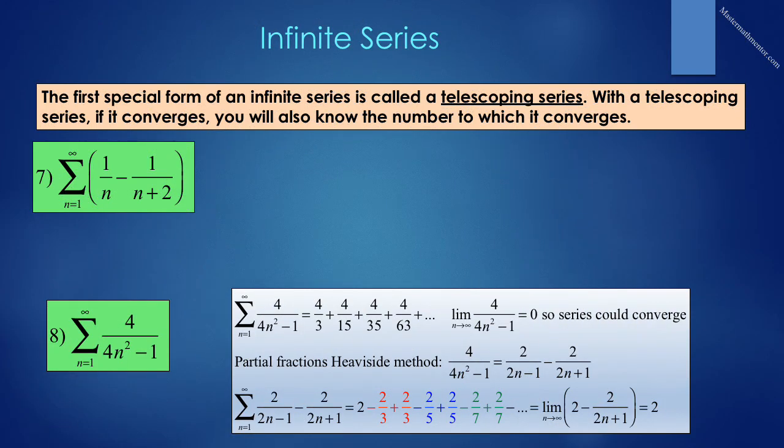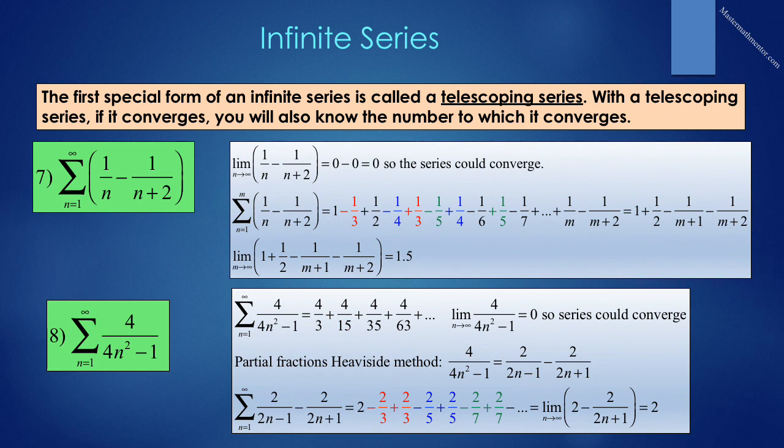Our first special form of an infinite series is called a telescoping series. With a telescoping series, if it converges, you will also know the number to which it converges. Our first example is summation n equals 1 to infinity of 1 over n minus 1 over n plus 2. We first apply our nth term test. Limit as n approaches infinity of 1 over n minus 1 over n plus 2 is 0 minus 0, which is 0, so the series could converge.